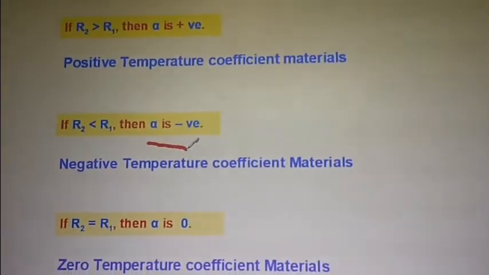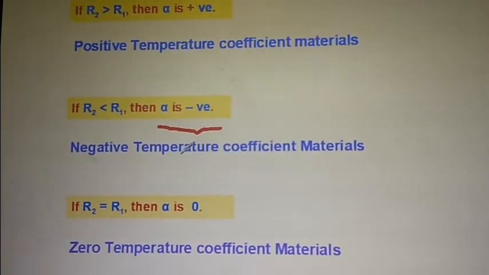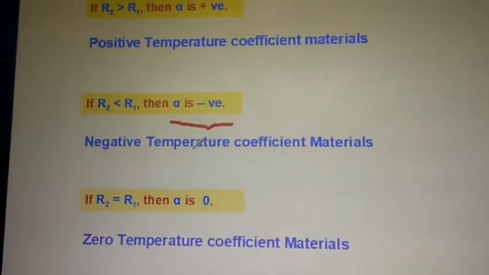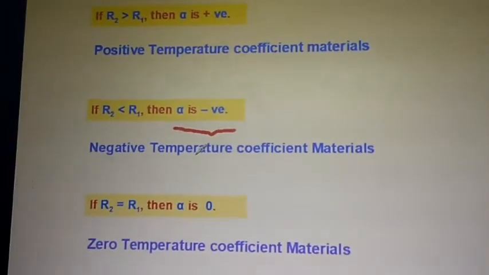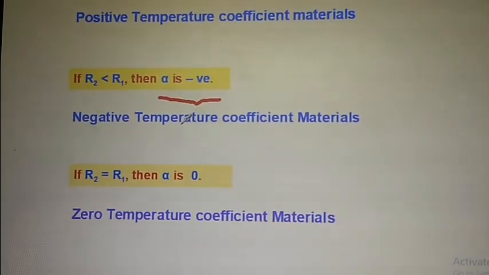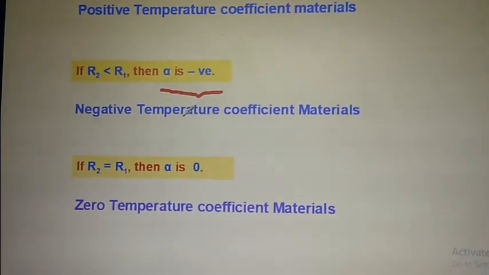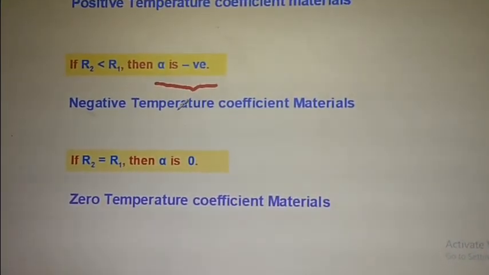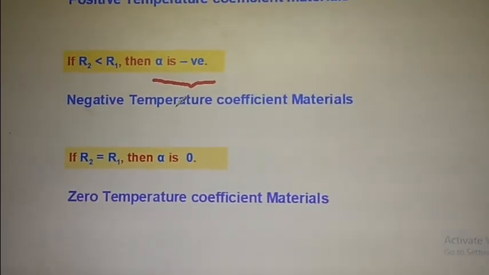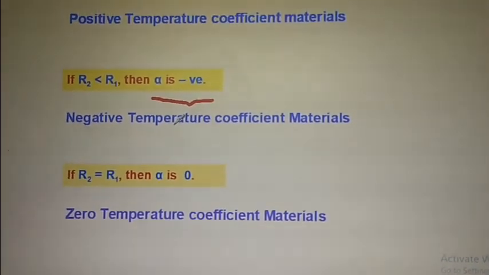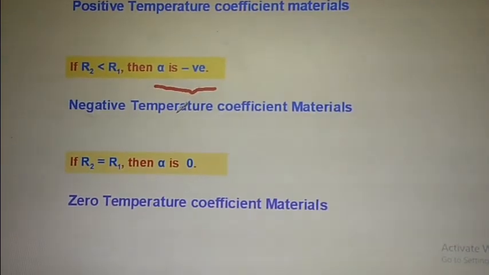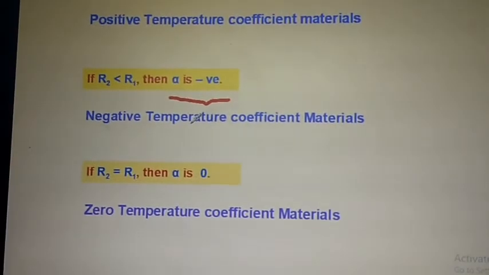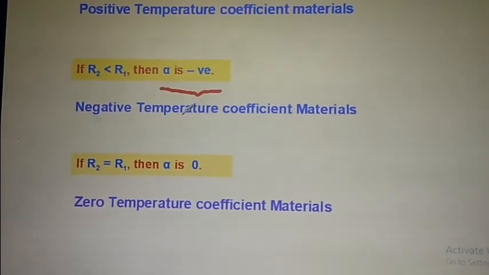But in some other cases, when R_2 is less than R_1, alpha is negative. This is also possible for some materials like semiconductors such as silicon, germanium, or alloys like gallium arsenide and gallium indium phosphide. In this type of materials, when the temperature increases, resistance decreases because of some actions that we will discuss later. Those materials are known as negative temperature coefficient materials. The examples are silicon, germanium, and all semiconducting materials.